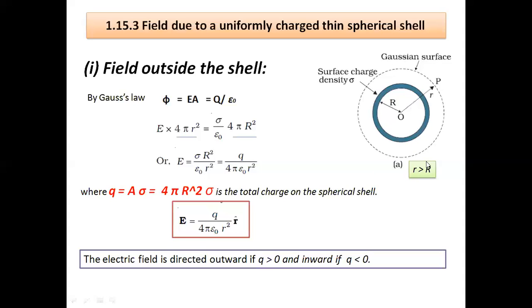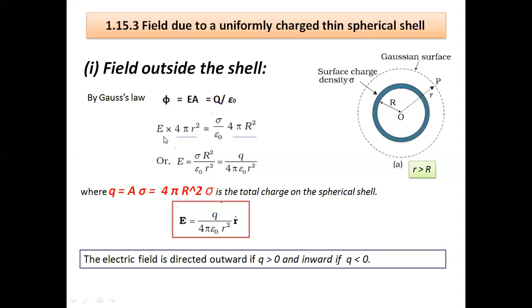And the condition is what? When small r is greater than R, that means the point is outside our surface. So according to Gauss law, the field outside of the shell, that means flux phi is equal to EA is equal to Q divided by epsilon naught.